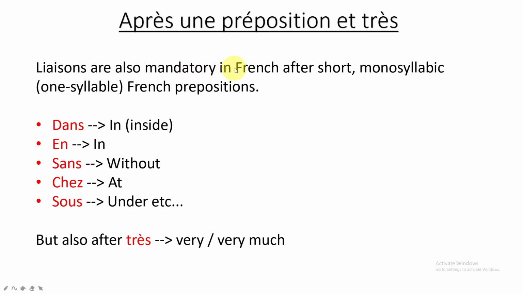Liaisons are also mandatory in French after short monosyllabic, or if you want, one syllable French prepositions. In this case we have dans, en, sans, chez, sous, and many more. So any monosyllabic preposition followed by a noun, then there will be a liaison. But we also have a liaison after trait, followed by a noun, so the next word starting with a vowel. So trait and another word starting with a vowel, or any monosyllabic preposition followed by another word starting with a vowel.